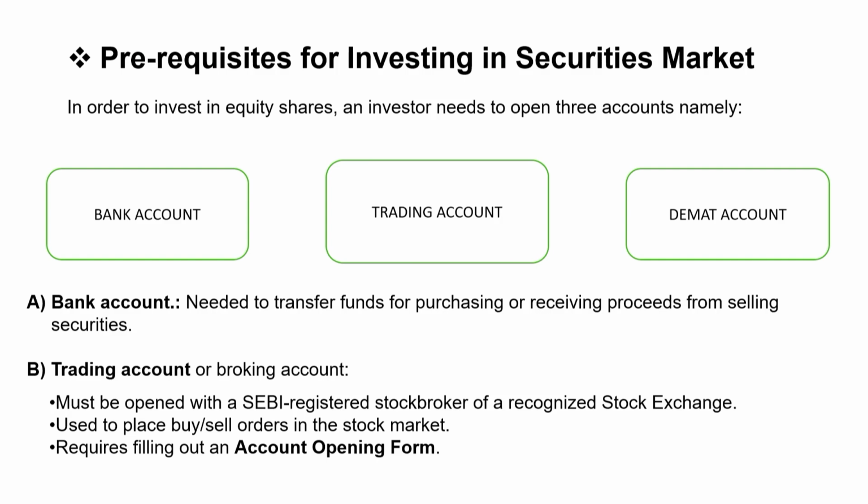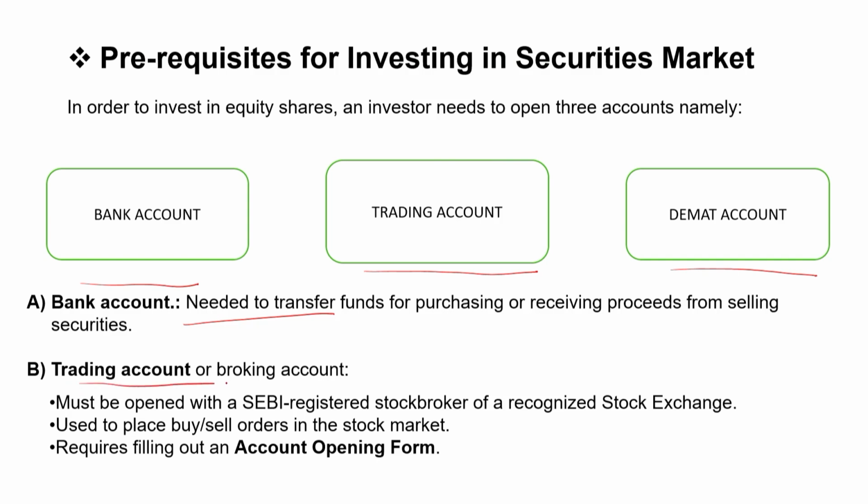Now let us understand the next part, which is very necessary: what must be the prerequisites for investing in the security market? What different essentials do you need to fulfill to participate in the financial system of the country? In order to be eligible to participate in the financial system of the country, you must have a bank account, as well as a trading account and a demat account. A bank account is needed for transferring funds for purchasing, or receiving the money if you are selling your shares and securities in the security market.